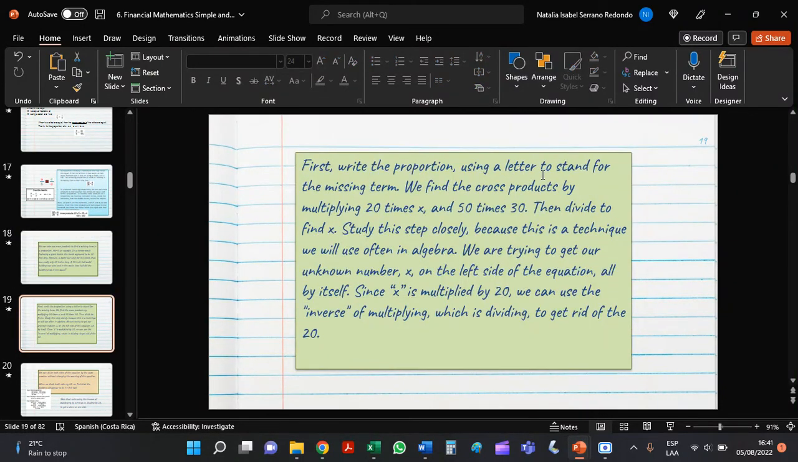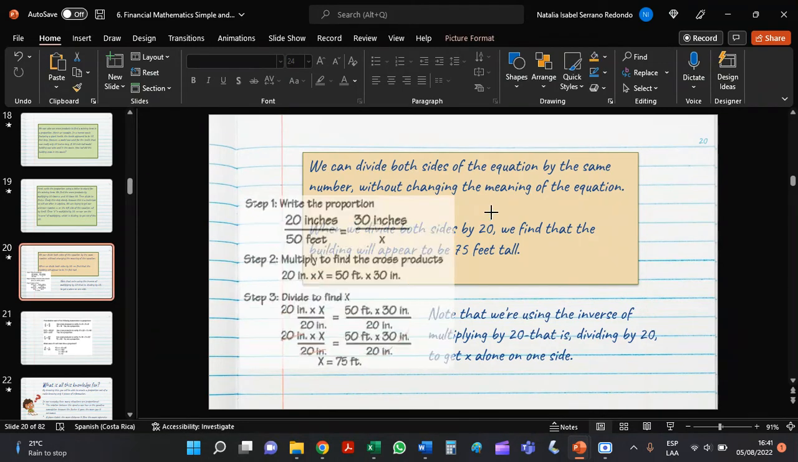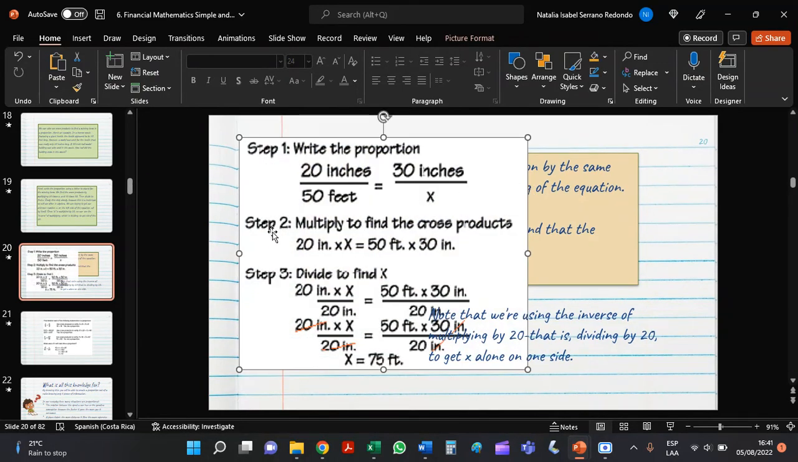Write the proportion using a letter to stand for the missing term. Okay. Once you do that, you have to place it in the correct form like this: 20 inches is to 50 feet as 30 inches is to X. Okay. This is the information you are looking for.